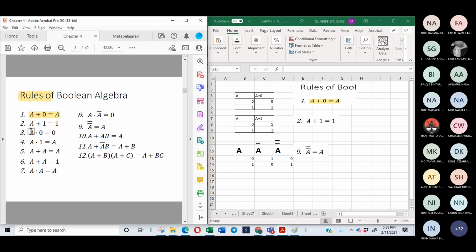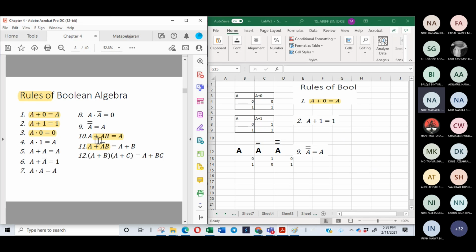So basically, what you see here: A plus 0 is A, A plus 1 is 1, A and 0, the answer will be 0. And then we have A plus AB is equivalent to A, and A plus A bar and B is equivalent to A plus B, right? All of this you can prove using a truth table.